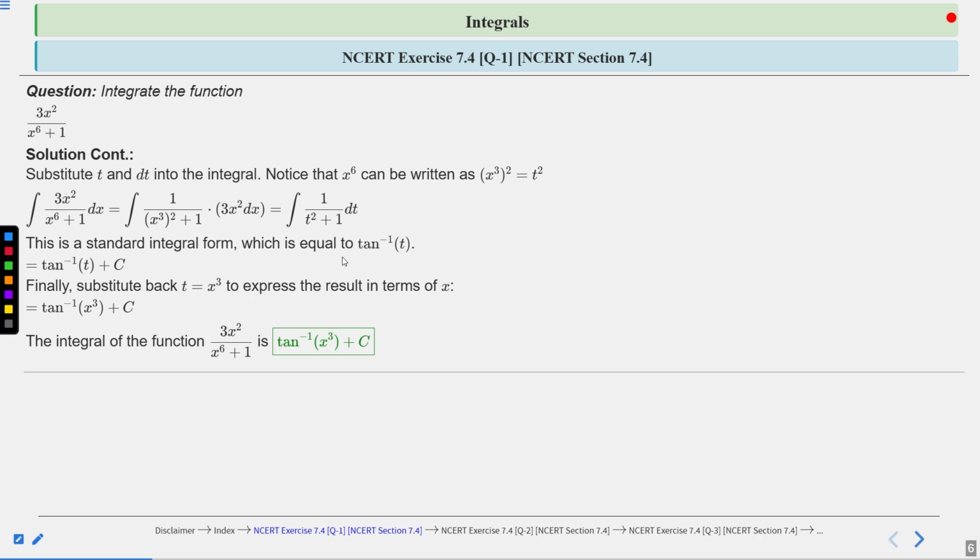Clear? So hope you all have understood the given question. So let's move to the next question.